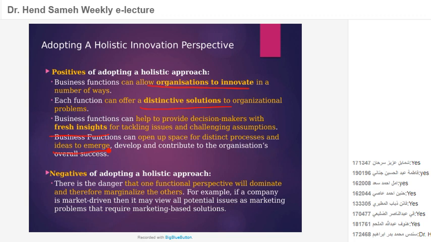Do we have any negative points about the holistic approach? Yes. It would be a very bad point if we want to think holistically, however, one department of the organization is dominating. What does dominating mean? It means taking over other departments, giving itself more importance than the other departments. In this case, all the ideas will come from this department because other departments don't take the same importance. So if one functional department is dominating the others, it would be a negative point in adopting a holistic approach. Why? Because they all need to participate.